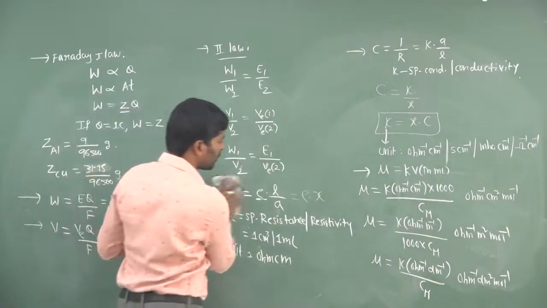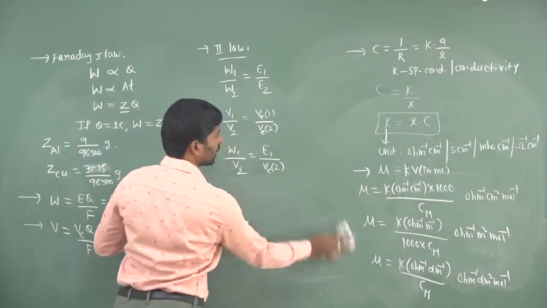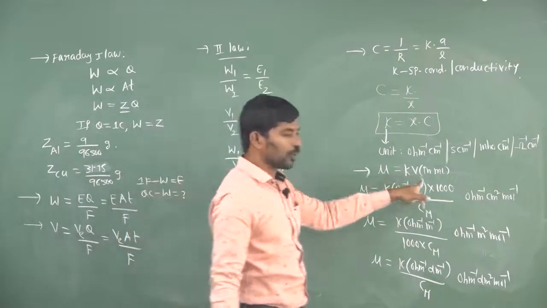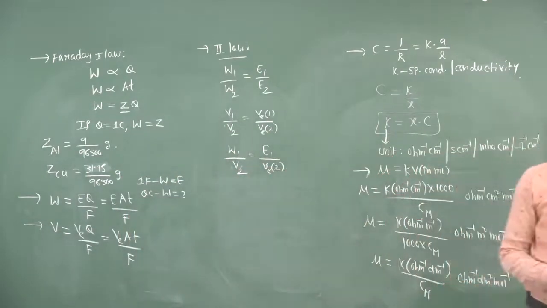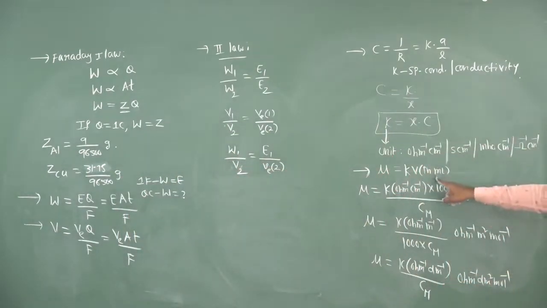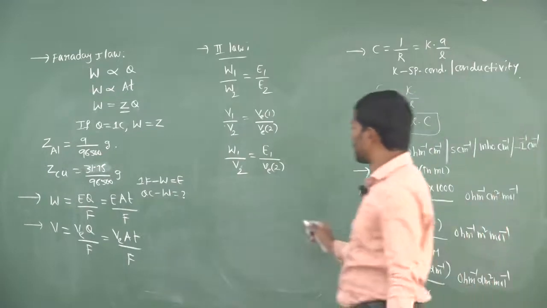So these are the equations we have for molar conductance. The condition is that V ml of solution has to contain 1 mole of electrolyte. Equivalent conductance.